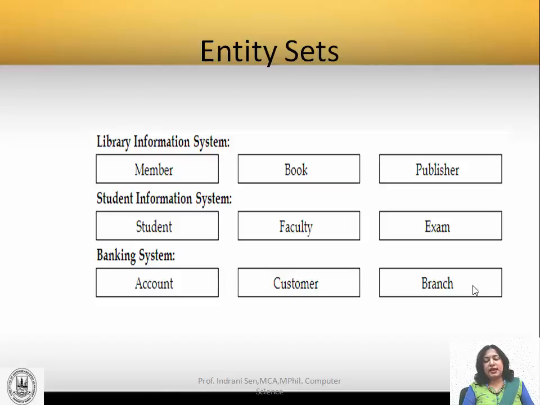We can see this example, in which we have considered various kinds of systems, like the library information system, the student information system, and the banking system. In these we have grouped the entity sets, the entities considered in each system. In the library information system we have members, who are members of the library and are entitled to issue a book from the library. Next we have books available in the library.